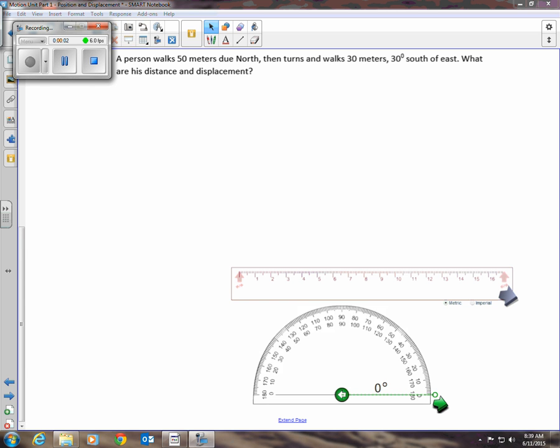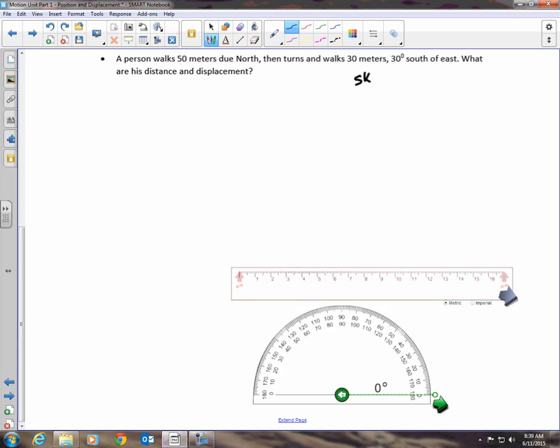Our next example is going to be a little bit different. The person walking 50 meters to the north turns and walks 30 meters, 30 degrees southeast, and we want to know the distance and the displacement. But what's the sketch here? Like we can do with the other problems, it might look like this.